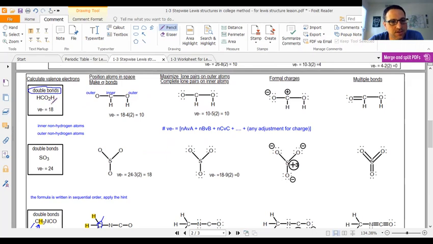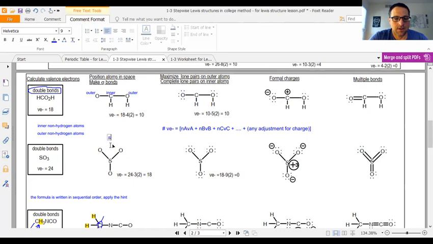HCO2H, it's given to us. Valence electron count is 18. This is a neutral compound. And so if you were to line this up, since carbon makes so many bonds, I'm going to type this out because I forgot to. Since carbon makes 4 bonds, the most of any element, right? Nitrogen makes 3, oxygen makes 2. Since carbon makes 4 bonds, carbon is often in the center. So that's why carbon's inner, and the oxygen to the left, oxygen to the right.